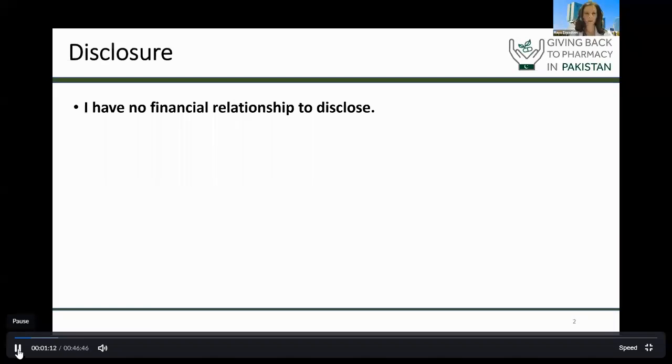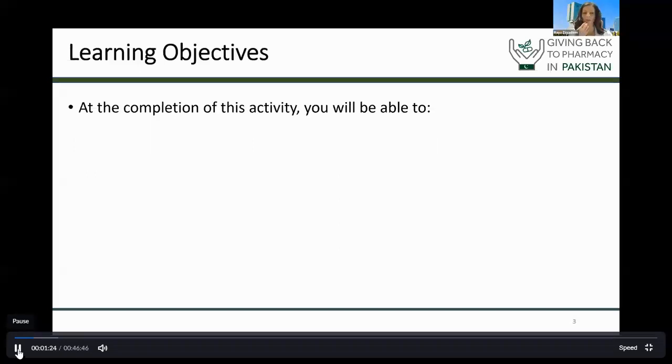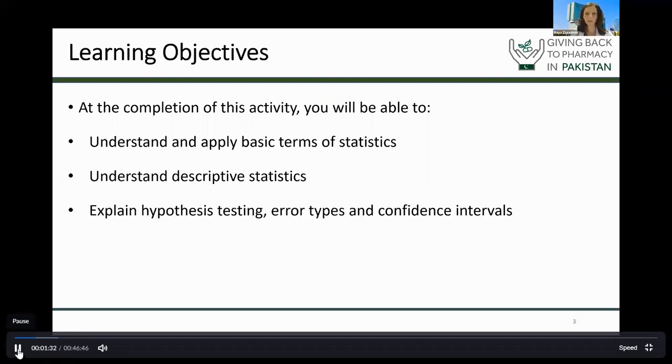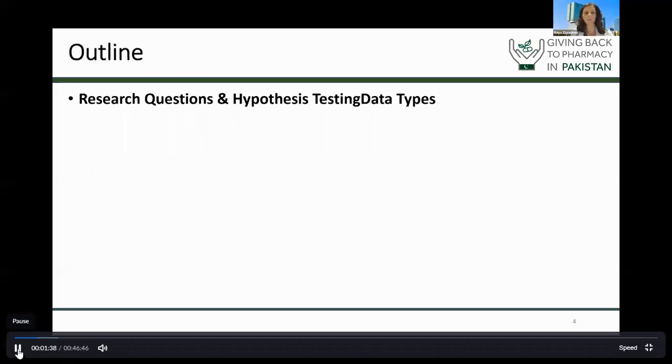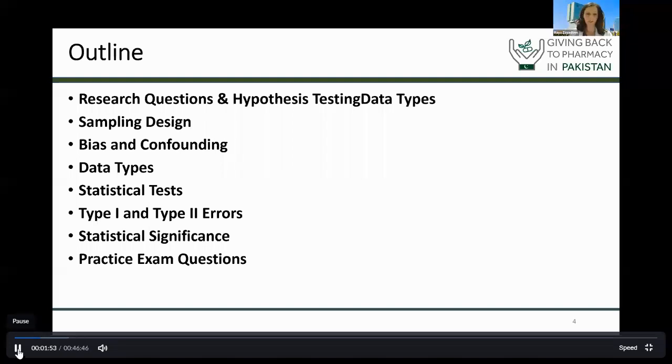As a disclosure, I have no financial relationship to disclose, and I will not be discussing any off-label use or investigational drugs, or any drugs at all in this lecture. So the learning objectives: at the completion of this activity, you will be able to understand and apply some basic principles of statistics, understand descriptive statistics, and explain hypothesis testing, error types, and confidence intervals. We'll go over research questions, hypothesis testing, data types, sampling design, bias and confounding, statistical tests, type 1 and type 2 errors, statistical significance, and some practice exam questions.